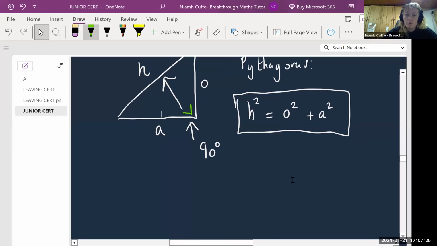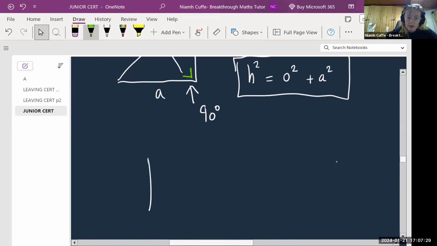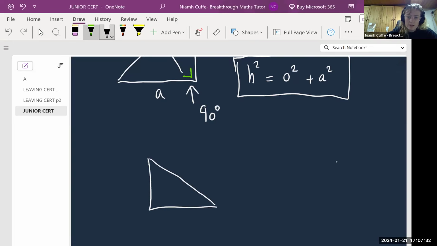Okay, let's just use this quickly. Let me give you a triangle that looks like this. We're trying to find this side. Here's our right angle, and let's say this is length 3 and this is length 4. I'm going to call this side X. So guys, our side opposite our right angle is X.